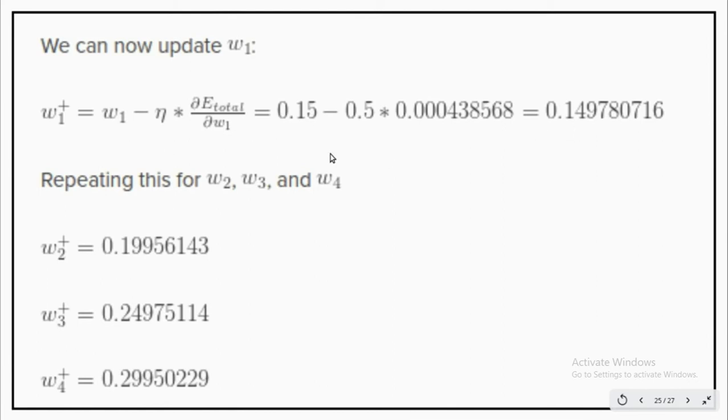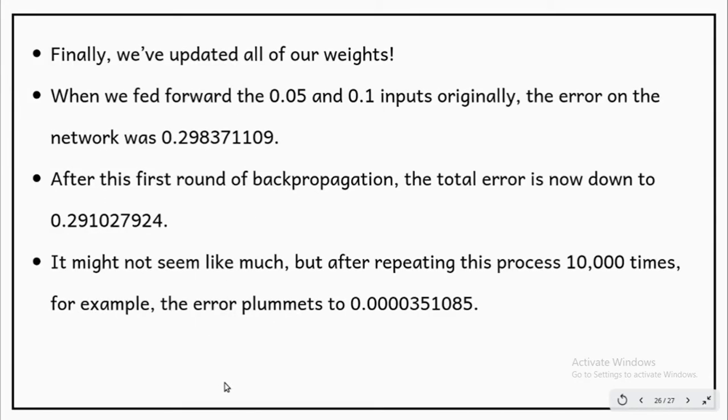Repeat this procedure the same for w2, w3 and w4. Now finally we have updated all our weights. When we feed forward the 0.05 and 0.1 inputs, originally the error on the network was 0.298371109, and after the first round of back propagation the total is now down to 0.29102. So yeah, there is a little change.